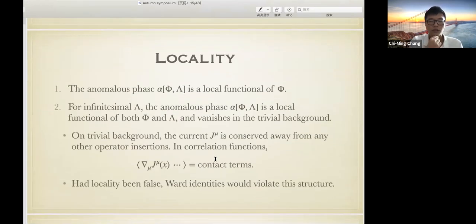Besides the finite Wess-Zumino consistency condition, we also need to impose some locality conditions. So we have these two locality conditions. The first one is that we want to assume that the anomalous phase is a local functional of phi. And the second condition is if we take lambda to be infinitesimal, then the anomalous phase should be a local functional of both phi and lambda. And it also vanishes on trivial background. That really means that the gauge field, the background gauge field, equals 0 and the metric is flat.